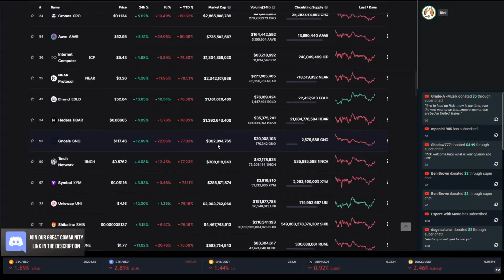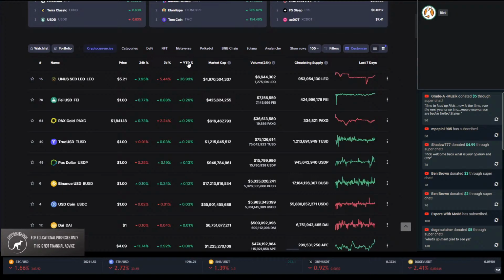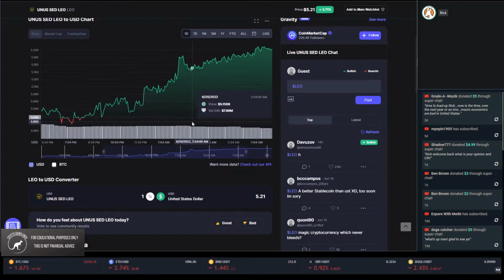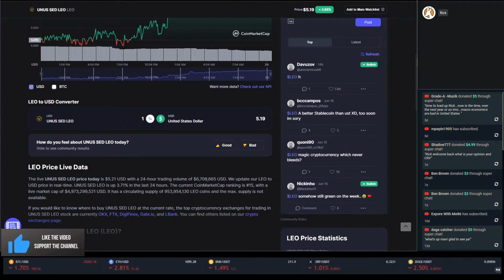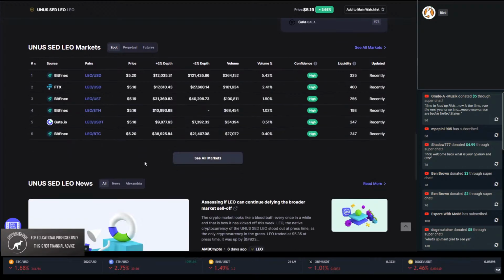I'm going to arrange this the other way and see what has actually performed well since the 1st of January this year. Any that we recognize? Binance USD. The stable coins, yeah, of course. Just this one, this UNUS SED LEO. I don't know what that is. Who knows? Maybe it's a stable. Maybe not. The Leo. I don't know where this is even listed. Bitfinex and FTX, okay.